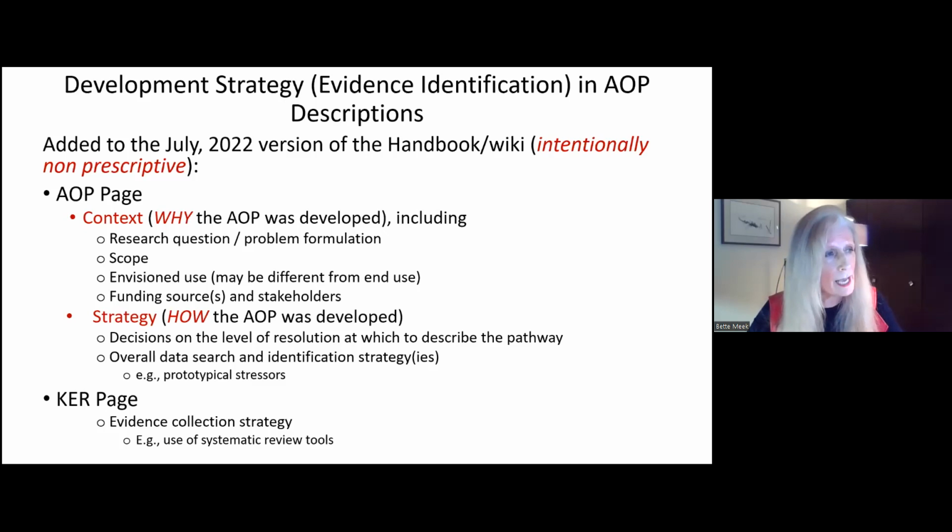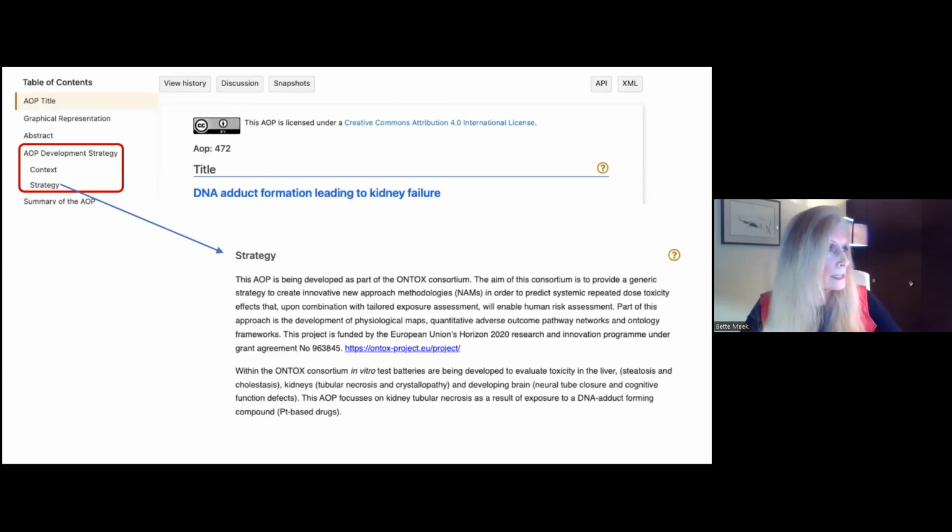And the strategy: how the AOP was developed, the decisions on the level of resolution at which to describe the pathway, and the overall data search and identification strategies. For example, did you document the pathway based on prototypical stressors? And then on the KER pages, a more detailed description of the evidence collection strategy, such as the use of systematic review tools. Next slide, please.